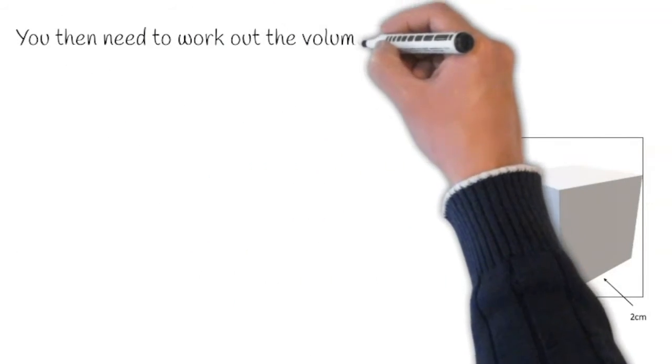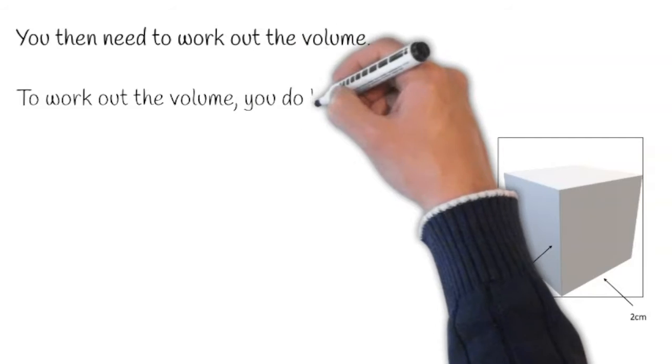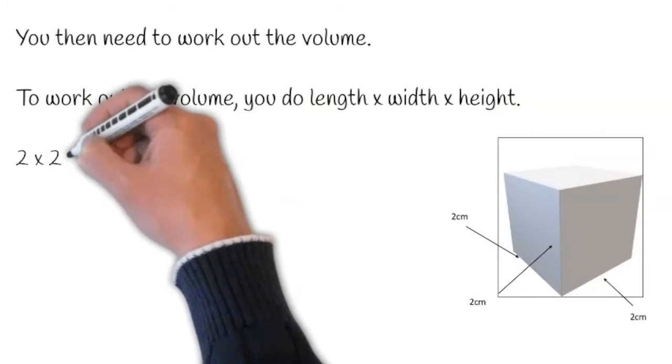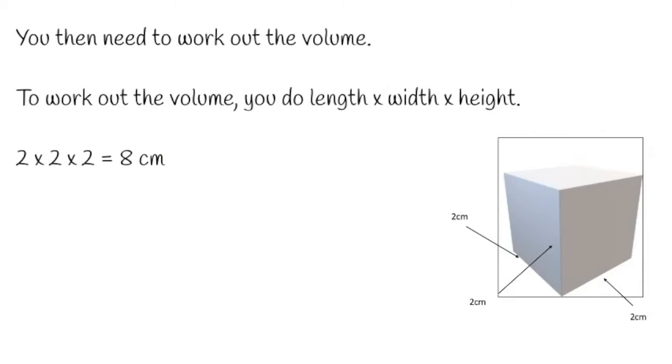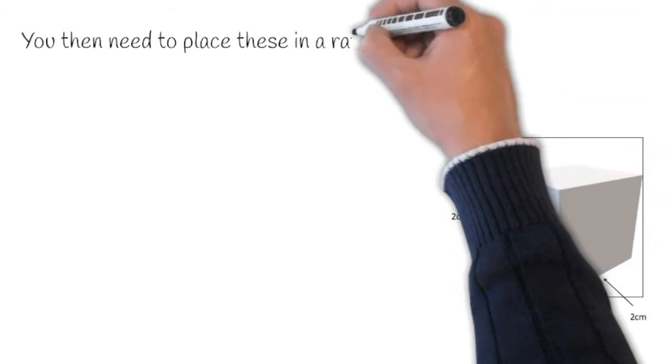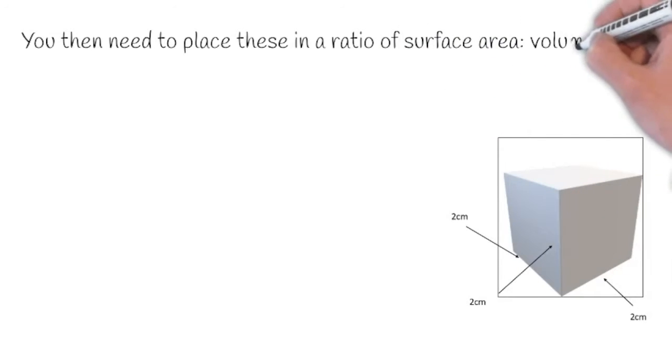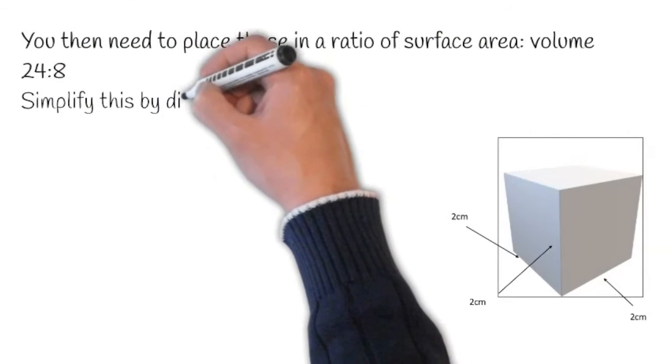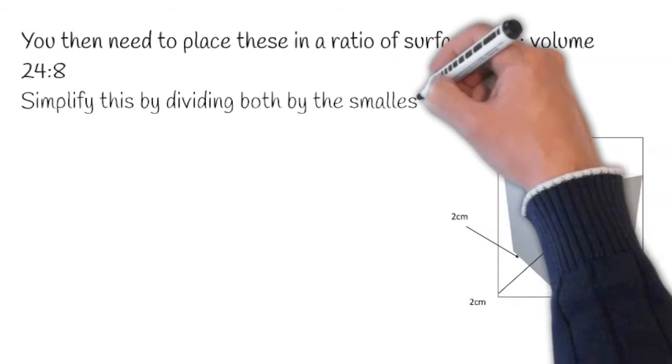You then need to work out the volume. To work out the volume, you do length times width times height. 2 times 2 times 2 equals 8. You are then going to put these into the surface area to volume ratio. Surface area going first, so 24, then volume next, so 8.